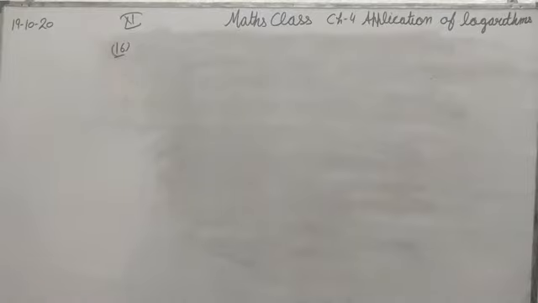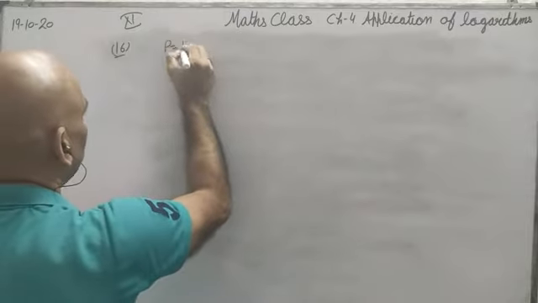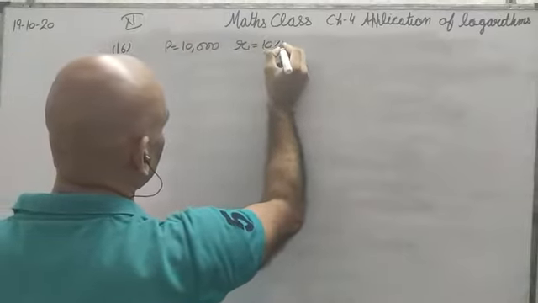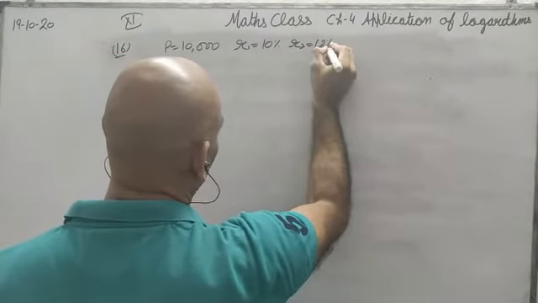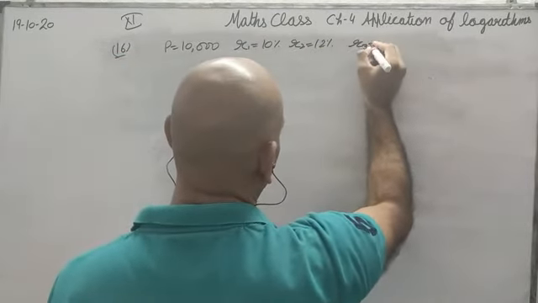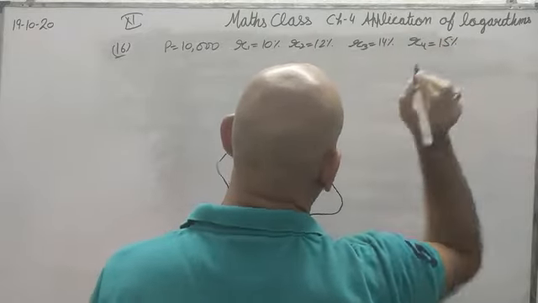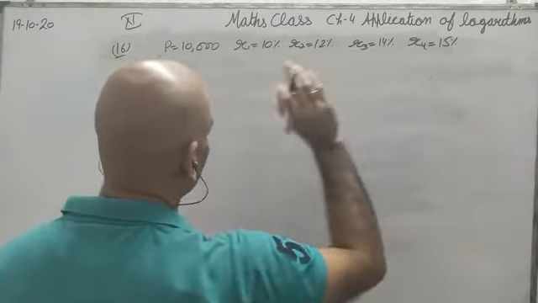Find the amount of compound interest calculated yearly on 10,000 rupees for 4 years at 10% for the first year, 12% for the second year, 14% for the third year and 15% for the fourth year. ठीक है जी. तो principal is 10,000, R1 is 10%, R2 is 12%, R3 is 14%, R4 is 15%. 4 years का हो गया 1, 2, 3, 4 ये 4 years.